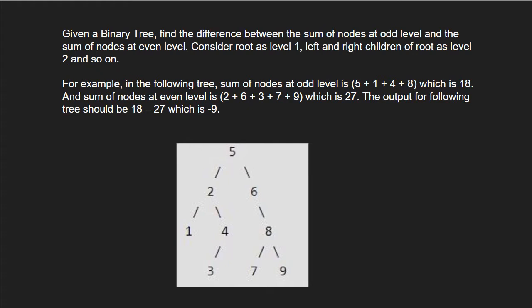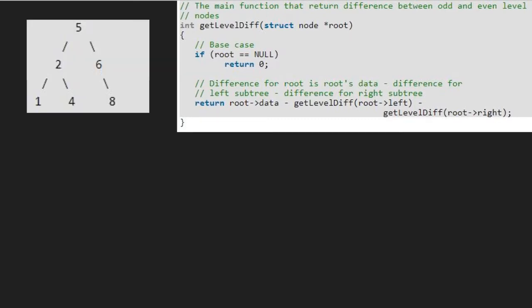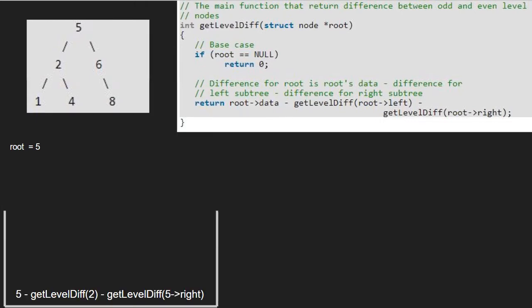Now let us see the algorithm which will assist us in finding this difference. Let us also have a sample tree to test our algorithm. We pass the root node to function getLevelDiff. So root will point to 5. Since root is not null, we return root minus getLevelDiff roots left minus getLevelDiff roots right. So first we pass the left child of 5, which is 2, to function getLevelDiff using a call stack.